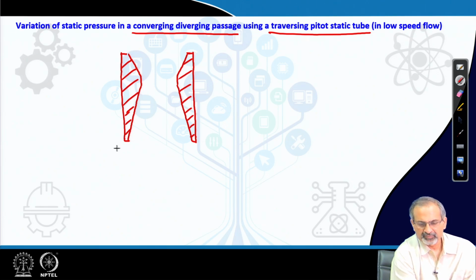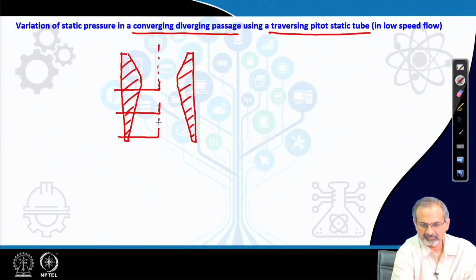And let us say you have some system by which you can locate the probe at different axial positions by means of some kind of probe traversing arrangement.